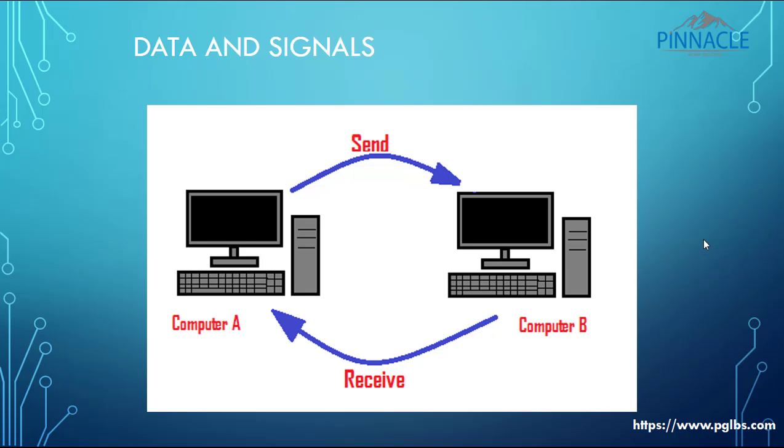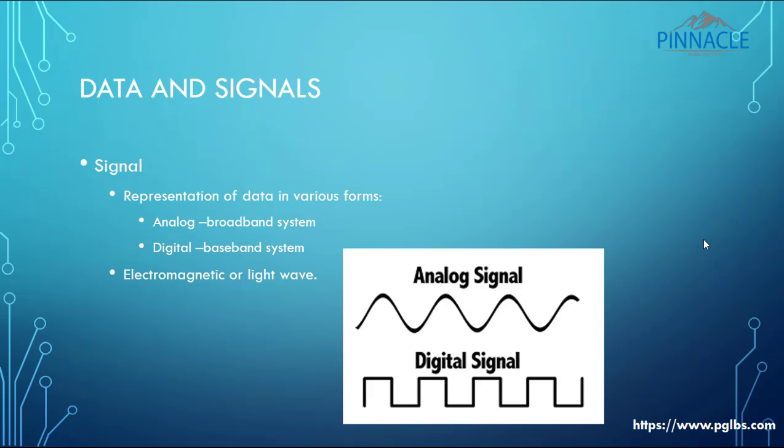I need some medium. I need somebody to carry the data from A to B, and this is exactly what we mean by a signal. Now what is a signal? A signal is basically a representation of data in various forms. So if you want to send data, you have to send it in the form of a signal. So you can call a signal a representation of data.